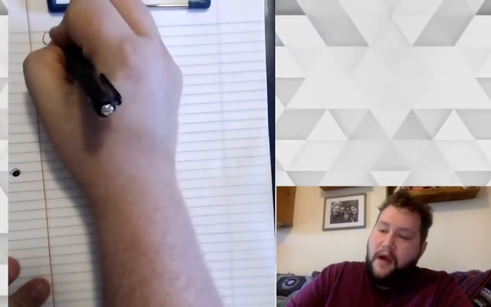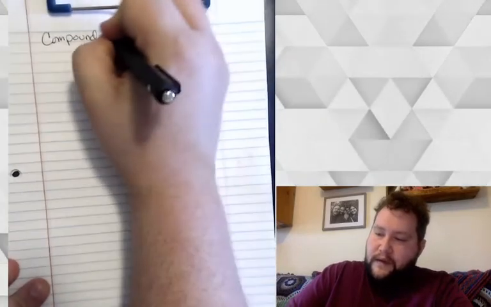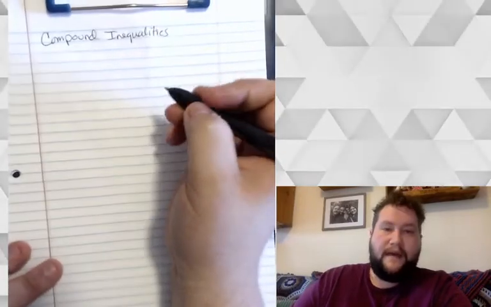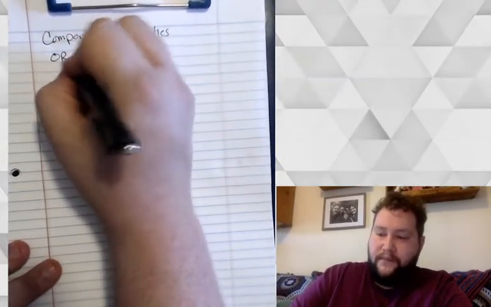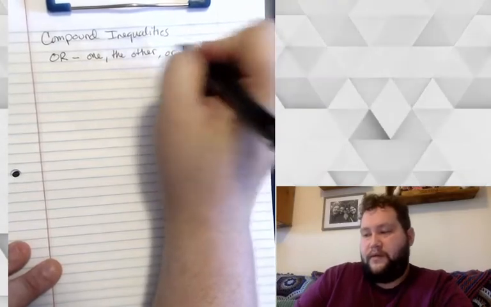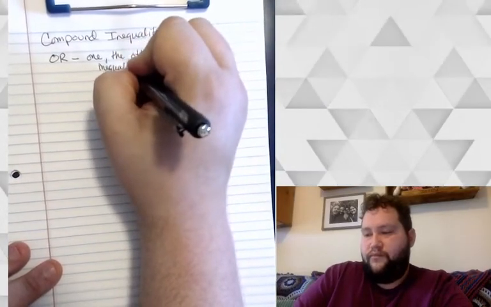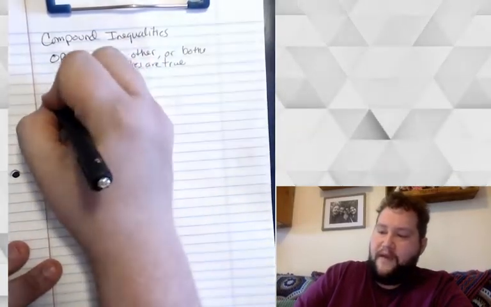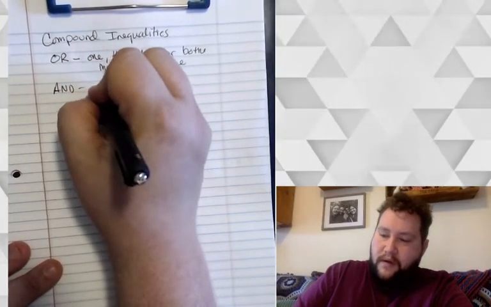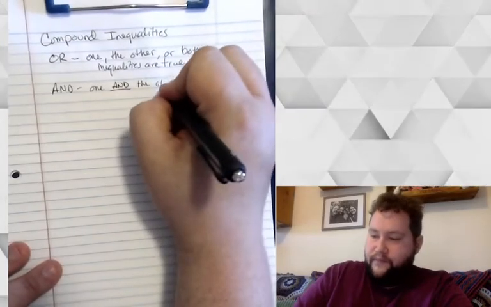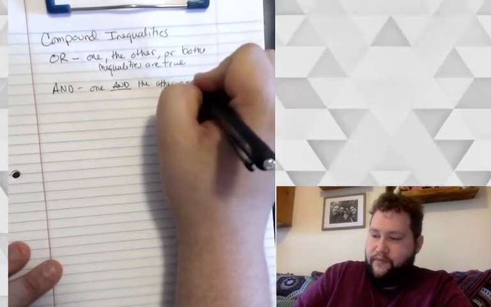So we have what are called compound inequalities. And for these we have two kinds. We have or, so that's when one, the other, or both inequalities are true. And we have and, where one and the other are true.